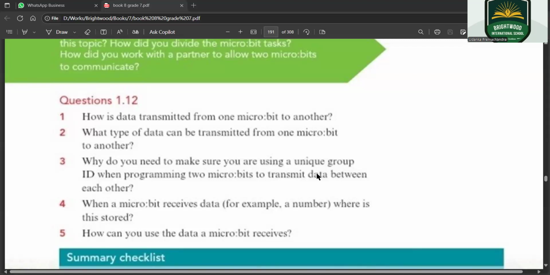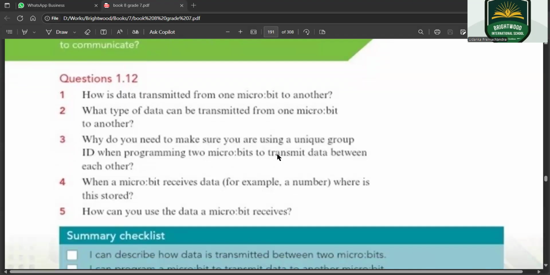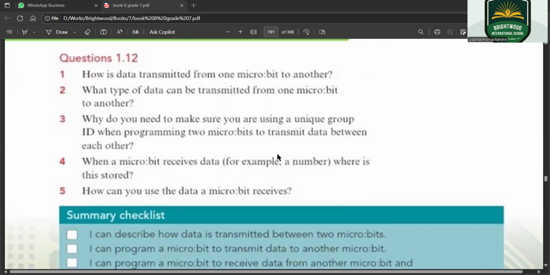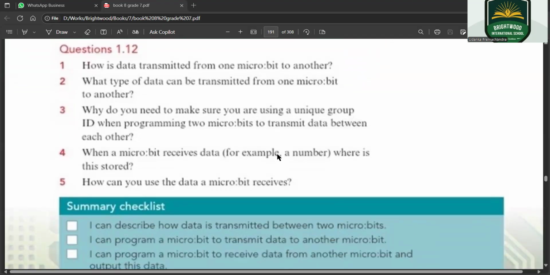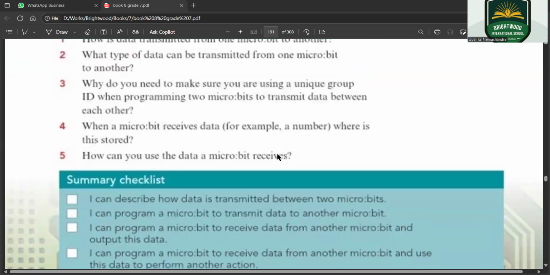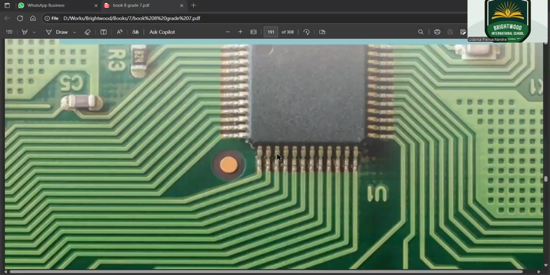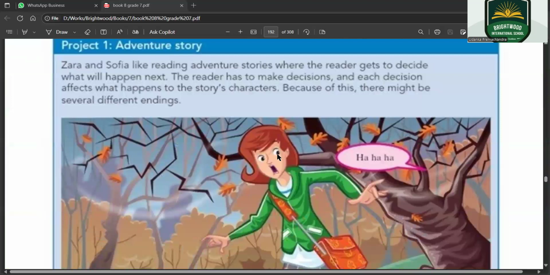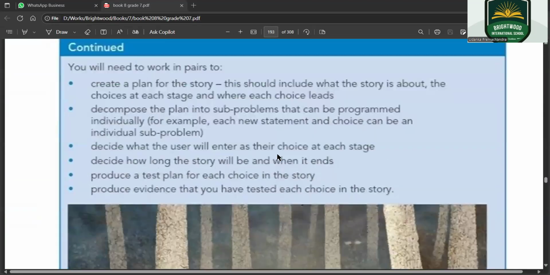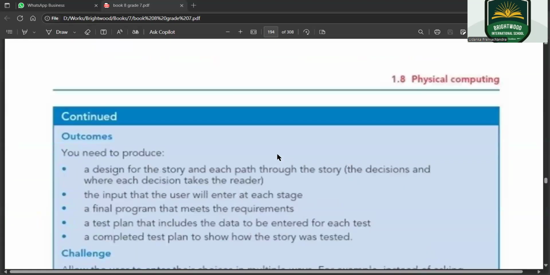So, I wanted to tell, firstly, yesterday we discussed those questions. What are they? How is data transmitted from one micro:bit to another? We quickly discussed what type of data transmitter the micro:bit can be. Another thing, I think you can write these things, no? Yes, you already wrote. Shall we move to the next thing? Yes, we will continue.